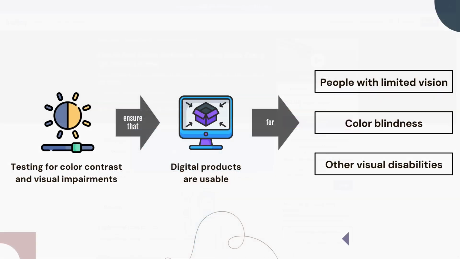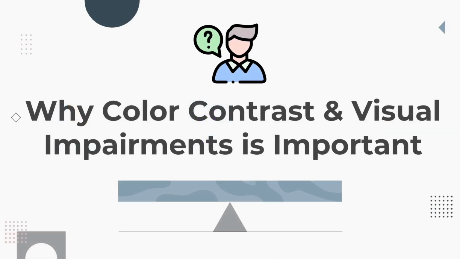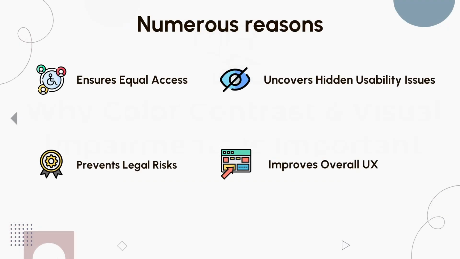Testing for color contrast and visual impairments is a crucial component of accessibility testing. It ensures that digital products are inclusive and usable by individuals with limited vision, color blindness, and other visual disabilities. Let's take a closer look at why color contrast and visual impairments are important in software testing. When it comes to building inclusive and user-friendly digital products, testing for color contrast and visual impairments plays a huge role. There are numerous reasons why this type of accessibility testing matters in software development and testing.